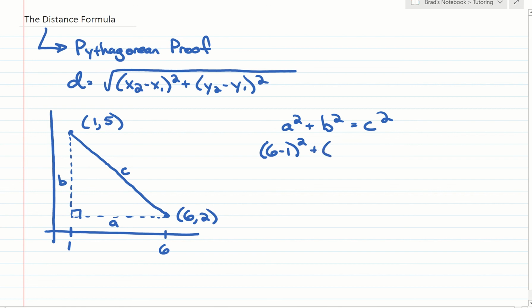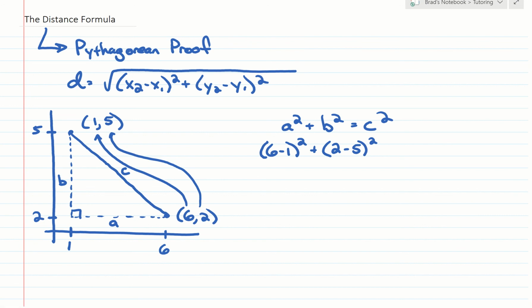To be consistent, for the length of B, this would be the y value 5 to the y value of 2. And because we did 6 minus 1, I'm going to be consistent and do 2 minus 5. You'll get negative 3, but you'll square it, so negative 3 squared is the same as if you did 5 minus 2, or 3 squared. And this would equal c squared. I'm just going to write that on this side. C squared, if you remember, is the distance. So I don't want to know what c squared is, I want to know the actual value of c.